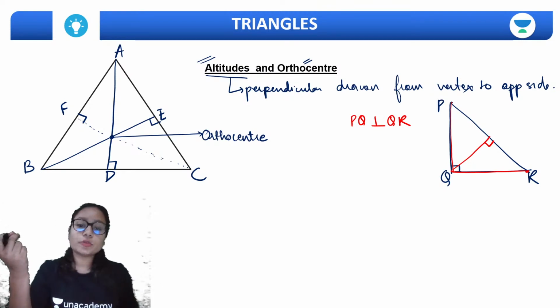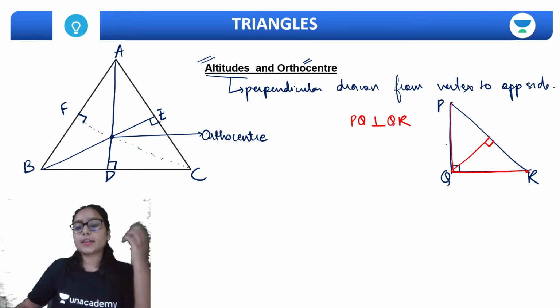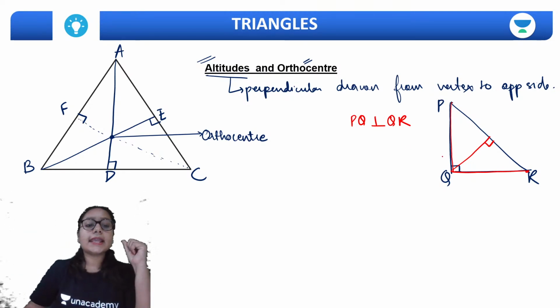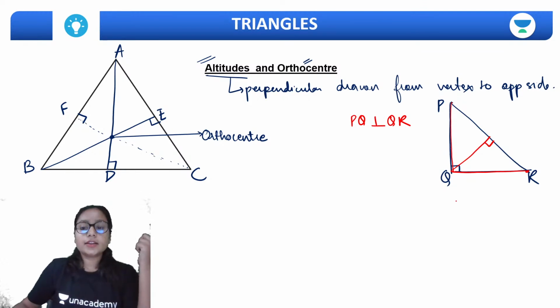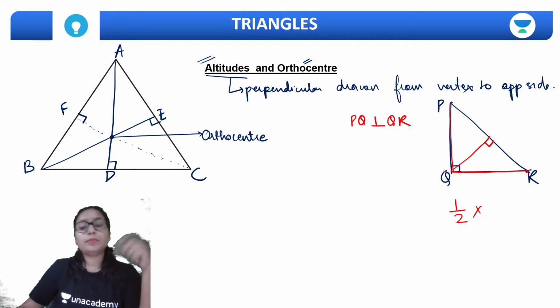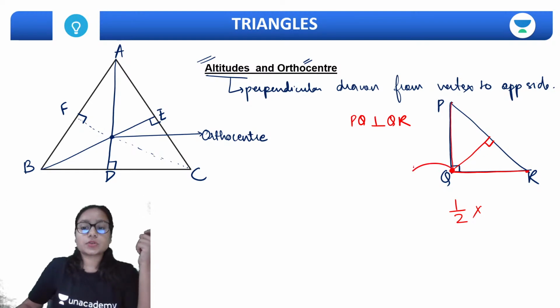Yes, sides can also be altitudes. In a right angle triangle, if you find the area, how do you find it? You do half into this side, into this side. It means you are considering this as the altitude, right? So this is the point of intersection. So hence this is the orthocenter.